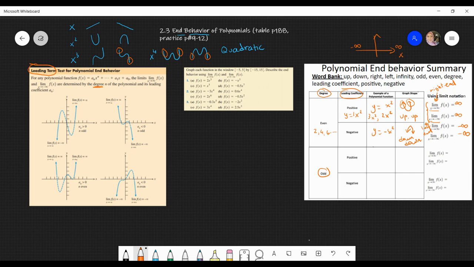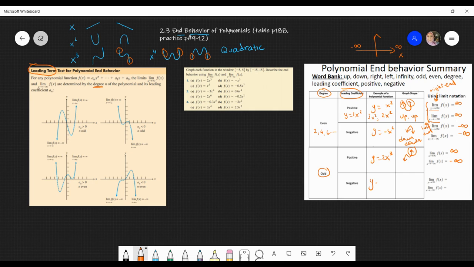With the odd degree, it's a little bit different, and I'll take the easy example of x cubed, with the leading coefficient positive, like a 2, and the graph will look like this. It doesn't point in the same direction. To the right, it's going up, and to the left, it's going down.